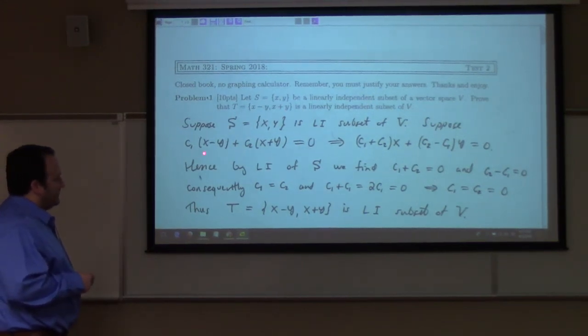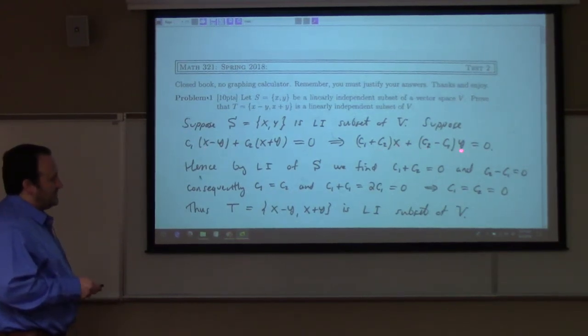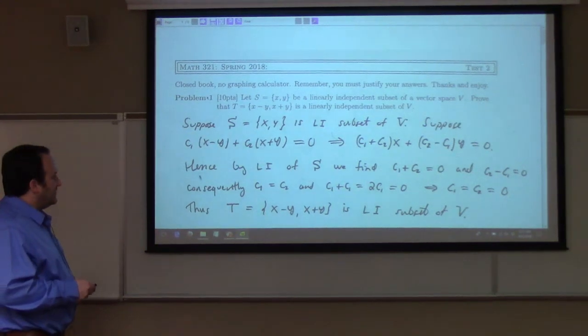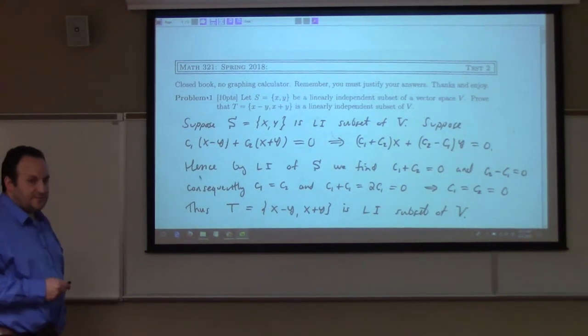0, right? Rearranging, that gives me (c1 plus c2)x plus (c2 minus c1)y is equal to 0. But linear independence of S then tells me that that coefficient and that coefficient are separately 0, which gives me two equations and two unknowns, which I can solve to get just the 0 solution, which then proves, of course, that T is in fact linearly independent.